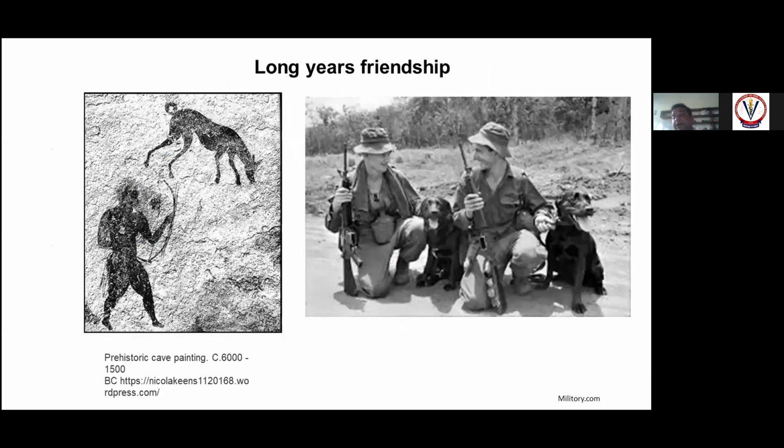And this friendship is not a very recent one. If you look at prehistoric cave paintings, we can find evidence of our strong friendship, that long years of friendship. That means we cannot forget about dogs and humans. So that is why One Health comes into the picture, because if you consider healthy people, of course we have to consider the healthy dog population as well.